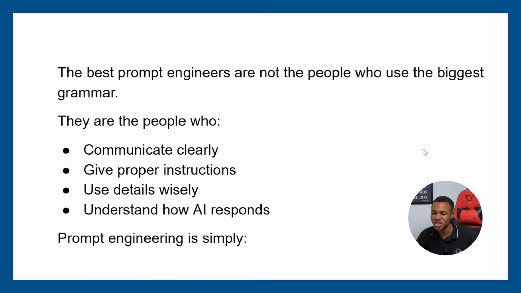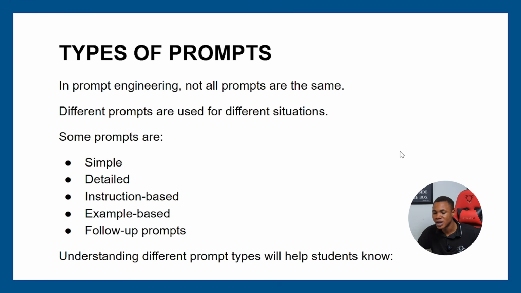All right. The best prompt engineers are not the people who use the biggest grammar. The best prompt engineers are people who give clear instructions, people who give details, accurate details, and people who know how to give the right instructions. So it's not about grammar. You can even explain something in Pidgin and AI will respond to you in the normal language. Sometimes it follows you in Pidgin as well.